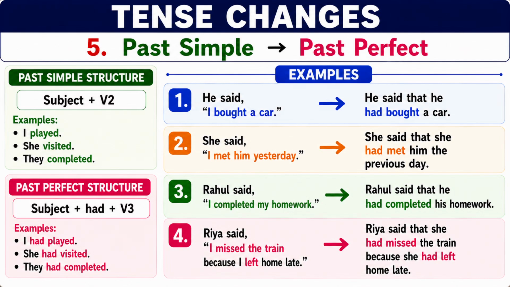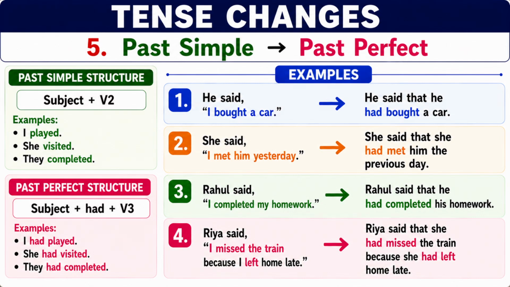The fifth tense change is past simple changing into past perfect. The structure of past simple is subject plus second form of the verb. Examples are, I played. She visited. They completed. The structure of past perfect is subject plus had plus third form of the verb. Examples are, I had played. She had visited. They had completed.